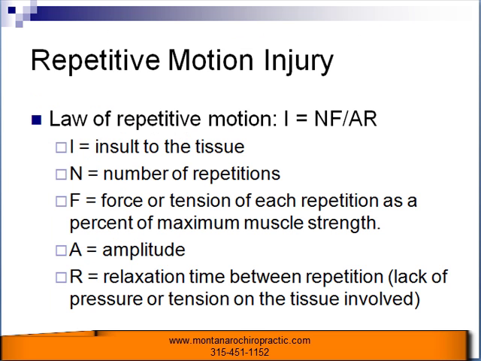Here is the formula for the insult to the tissues. I stands for the actual insult or destruction to the tissues. N is the number of repetitions. F stands for force, so the tension of each repetition as a percent of the maximum muscle strength. A is the amplitude, and R is the relaxation time between repetitions, the lack of pressure or tension on the tissue involved.